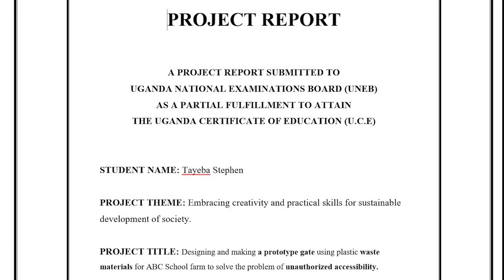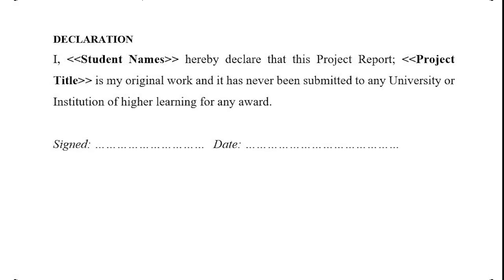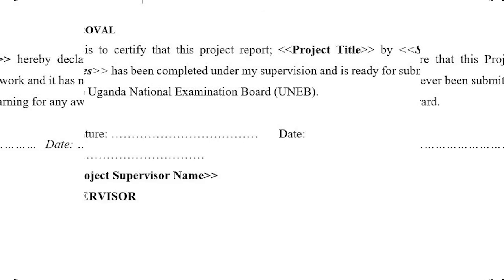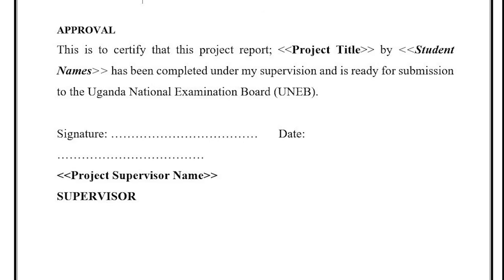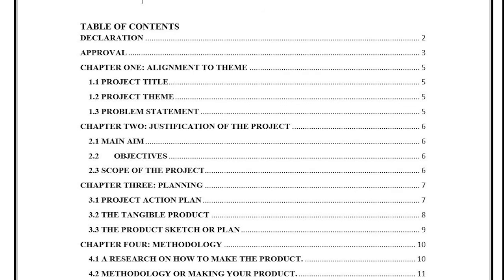Now let's go into the details of the project report. So here is the format for the project report. Here, a project submitted to UNEB as partial fulfillment to attain UCE. Now this is the cover page. So also we shall have a declaration page, and then we have approval page, and then you have the table of content and the project report. And now we begin chapter 1.